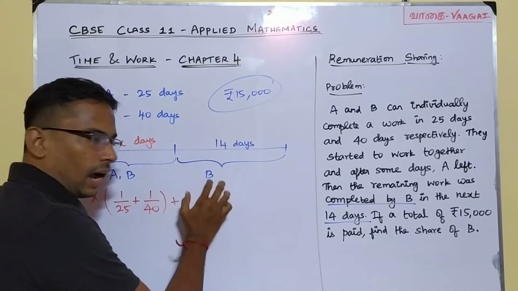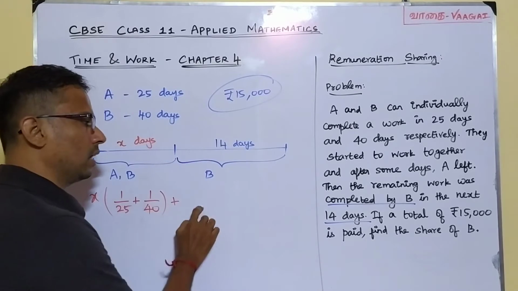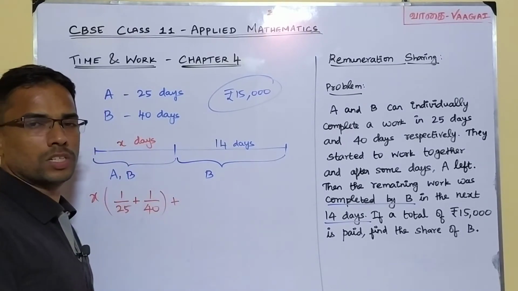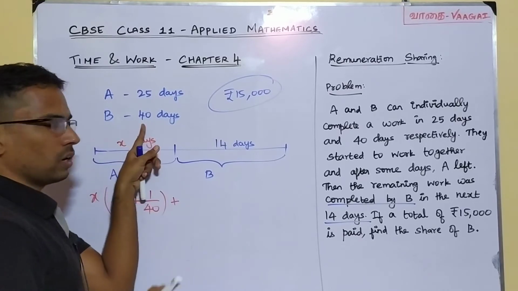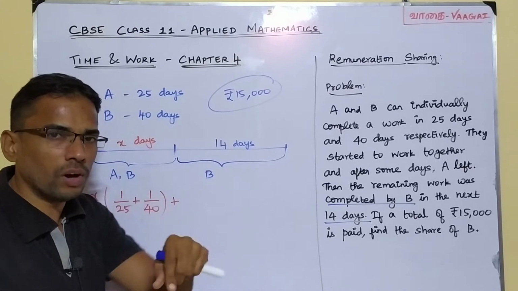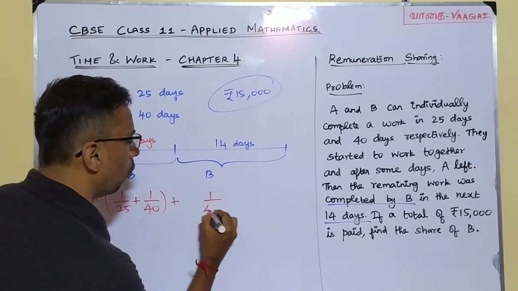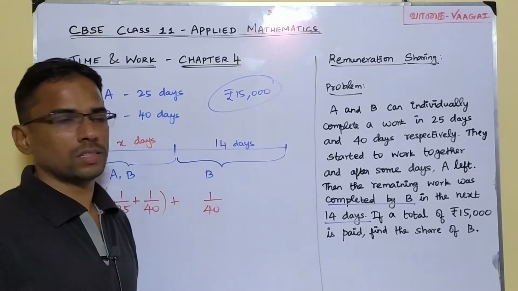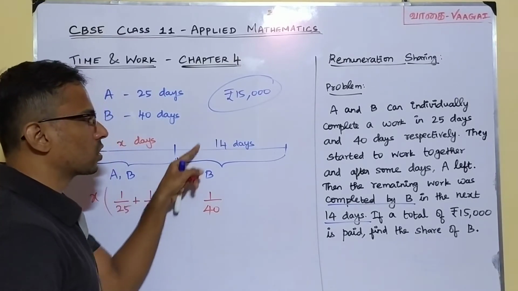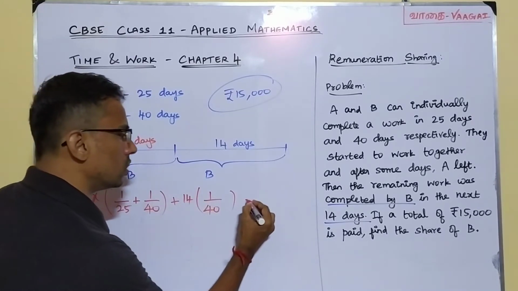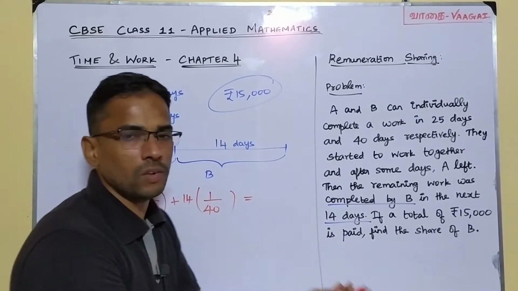Here, who is working? B alone is working. Again come to B. B's 1 day's work is how much? B can do the work in 40 days, so B will be able to finish 1 by 40th of the work in 1 day. And B is working for how many days? In the second part, B works for 14 days. So I am going to multiply by 14. So this will be equal to the complete work.